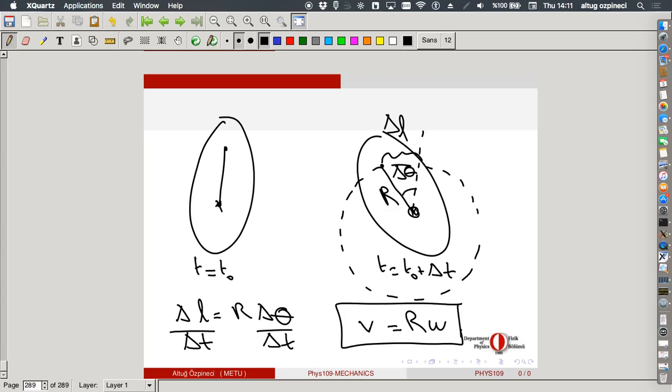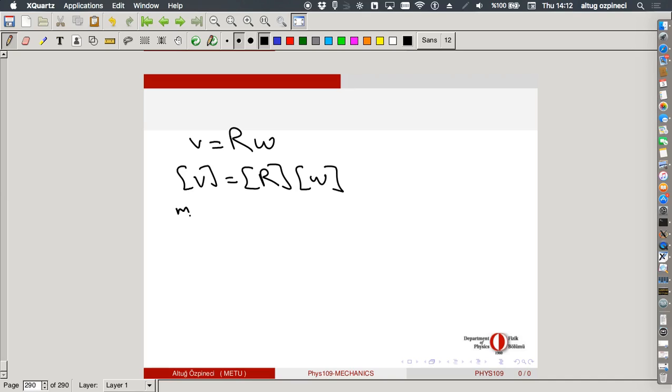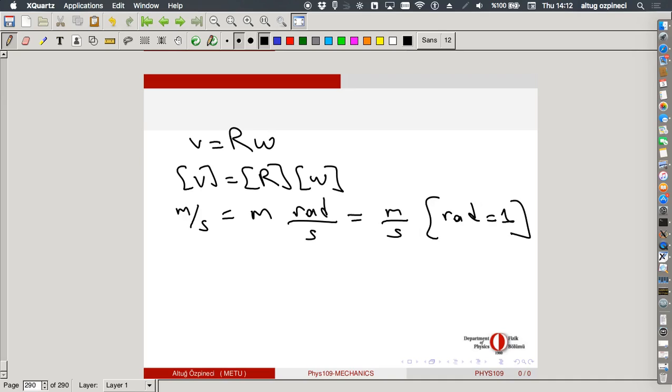Okay, so let's see. Your friend has this nice comment. Let's check the units. You should always check your units. V equals r times omega. The unit of V should be equal to the unit of r times the unit of omega. So what is the unit of the linear velocity, linear speed? Meters per second. R, meters. Omega, radians per second. But this is equal to meters per second, since the unit of radian is in fact 1.